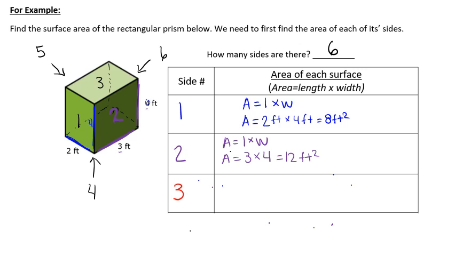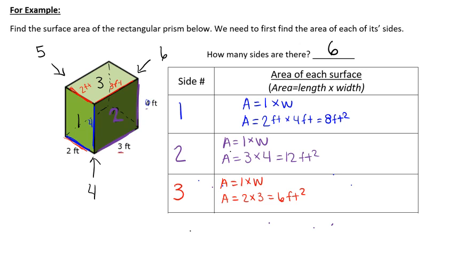Alright, let's look at number 3, our top here. The dimensions are a little bit harder to see, but this one is 2 feet, because this one down here is 2 feet. Those measures are the exact same, because remember, these sides are rectangles, and in a rectangle, opposite sides are congruent. So if this right here is 3, that means that this is 3 feet. So area is equal to length times width. Area equals 2 times 3, 6 feet squared. Alright, so we've got sides 1, 2, and 3. What about the rest of them?